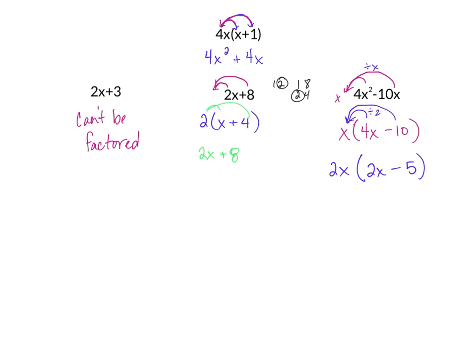This step isn't necessary. I just wanted to show you the dividing out the x. But if you look at this, both of these are divisible by 2. Both are divisible by x. So we can take that 2x out. So that's factoring out the greatest common factor. And that's a skill that you're going to need when we go into factoring the quadratics.